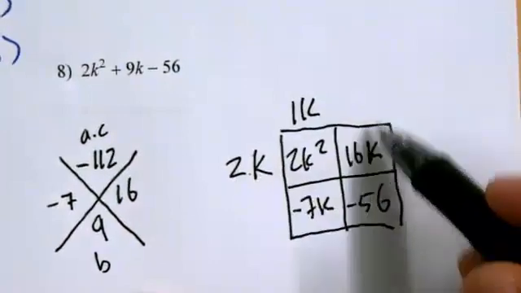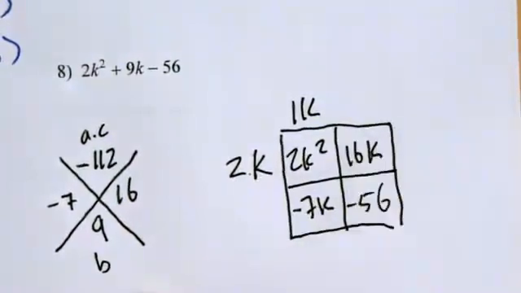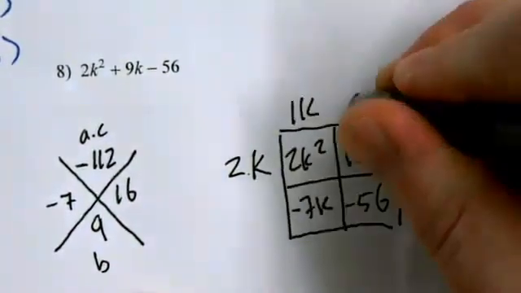2k times something would be 16k. I think that's an 8, isn't it?